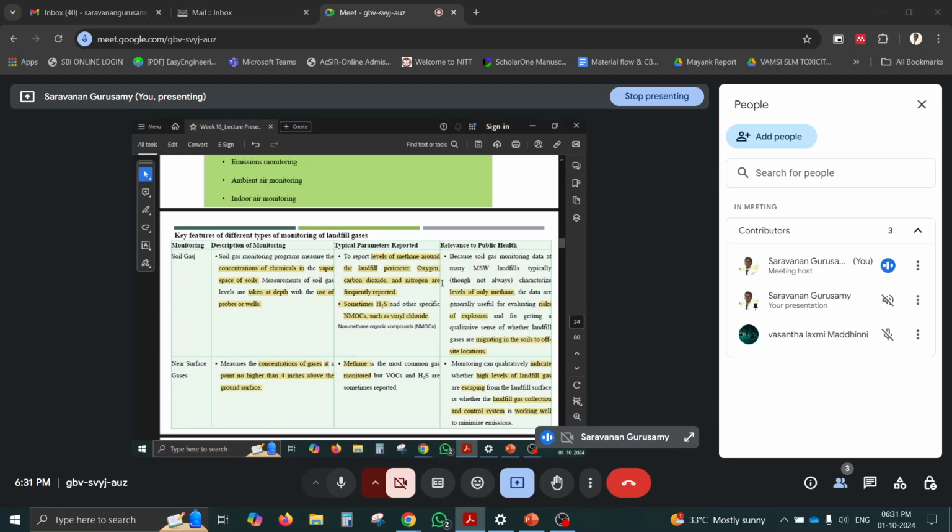Oxygen, carbon dioxide, and nitrogen are frequently reported. Sometimes hydrogen sulfide and NMOCs. NMOCs are non-methane organic compounds. So this will create some public health issues because the level of methane is the only concern, which will have a risk of explosion because it will create fire. It will catch fire easily and migrate into the soil to off-site locations also.